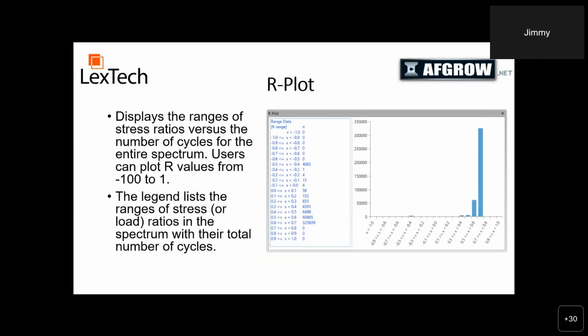The R plot displays a range of stress ratios versus the number of cycles for the entire spectrum. Users can plot R values from anywhere from -100 to 1. The legend lists the range of stresses or load ratios in the spectrum with their total number of cycles.